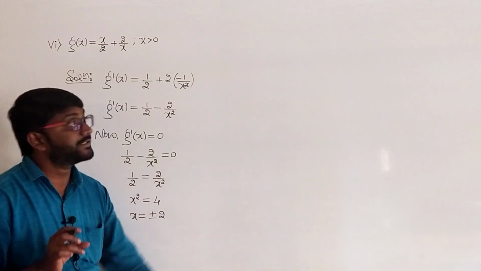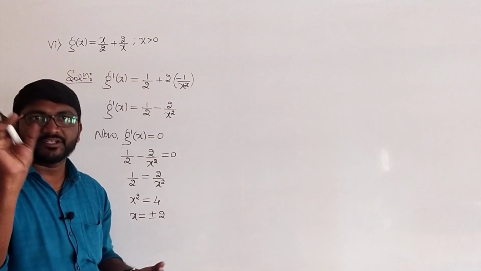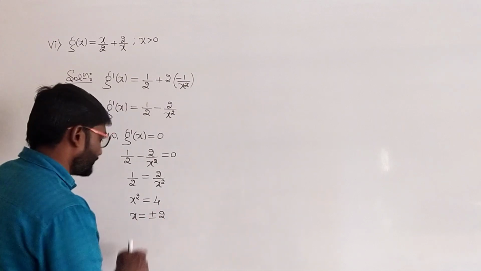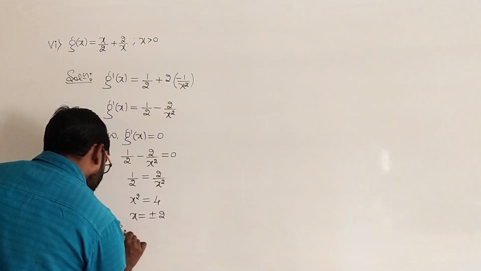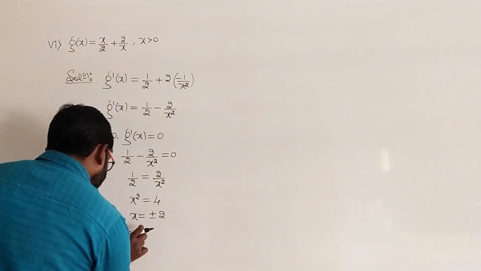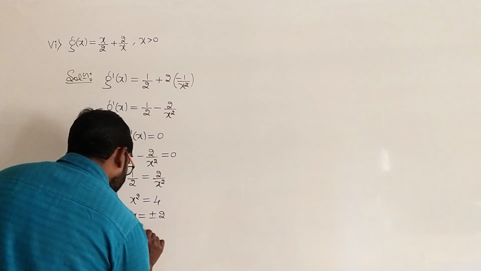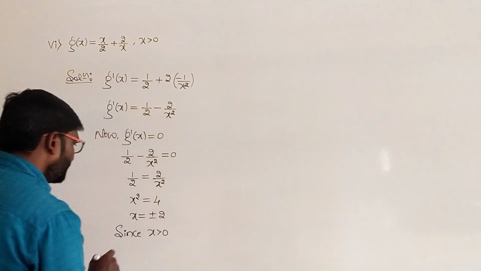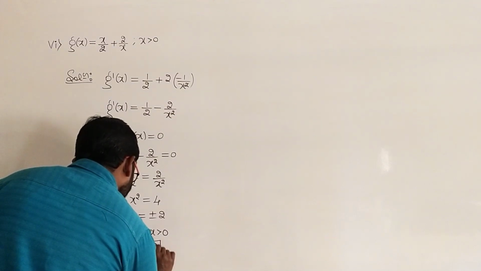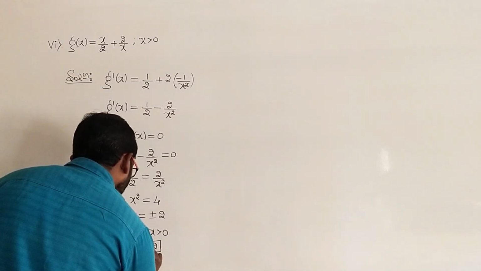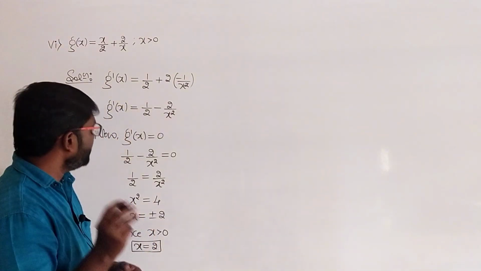But he has given the condition x must be greater than 0. That means you cannot take x equal to minus 2 here. We have to take only x equal to plus 2, since x greater than 0, we have to consider the positive value. So this is the only critical point. Let us go for the second derivative.